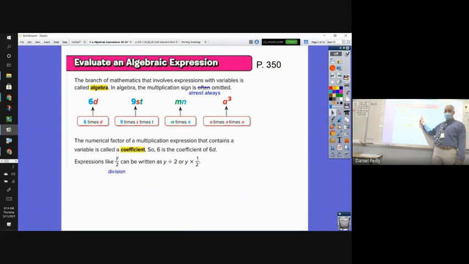The coefficient in this one is, well, it's not none, it's invisible. What is the number that these variables are multiplied by? 1. Yeah, 1. This is the same as 1 times m times n. Multiplying by 1 doesn't change anything, right? It's always invisible. We were just talking about this in accelerated class. There's an invisible 1 in front of variables if there's no number there.